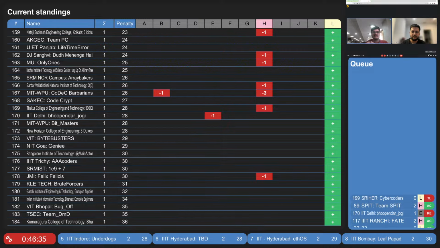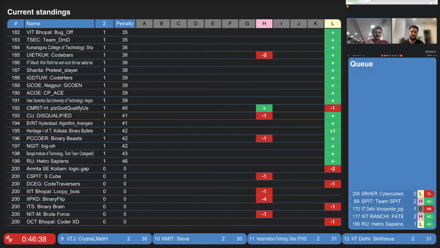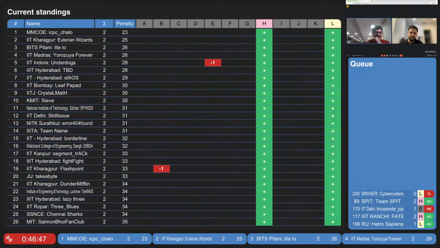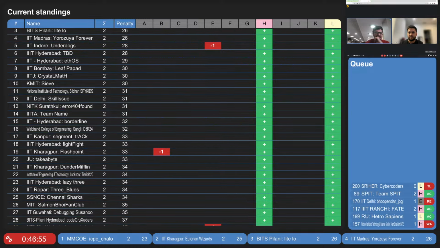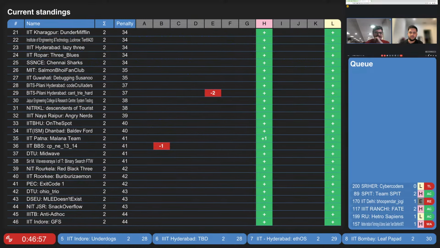Triple IT Hyderabad has a long history of going into the ICPC World Finals, so we hope they would maintain that legacy. And the next team is Underdogs from IIT Indore, ETHOS from Triple IT Hyderabad again. Okay, ETHOS is from IIT Hyderabad. Leaf Papad is from IIT Bangalore. Siv is from Keshav Memorial Institute of Technology. And Krista Elmath is from IIT Jodhpur.